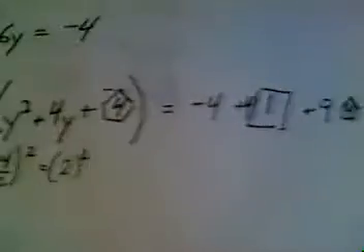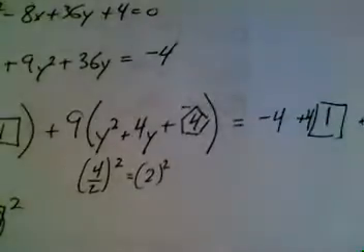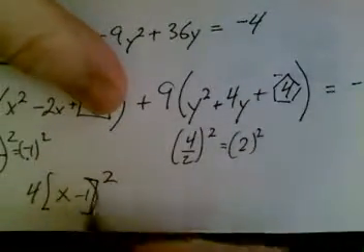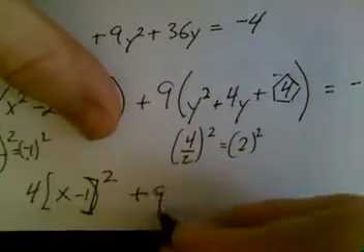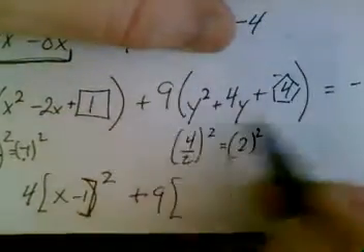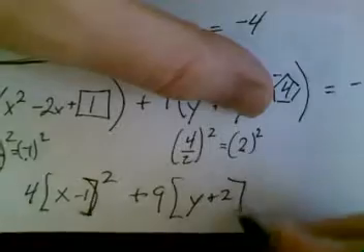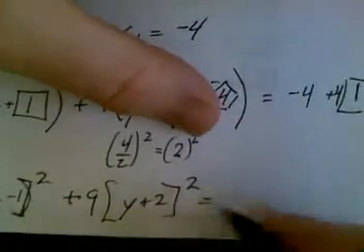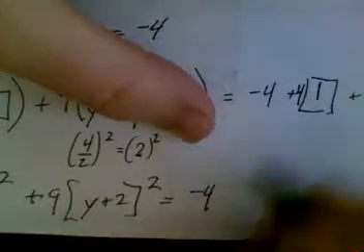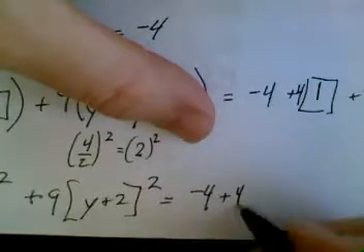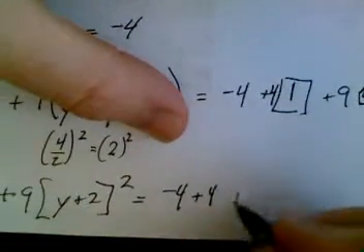So, moving back over here, what does this thing factor into? Well, it's going to be 4 times (x minus 1) squared plus 9 times, this whole thing is supposed to factor into (y plus 2) squared. This is equal to a negative 4 plus the 4 plus this 9 times 4, which is 36.